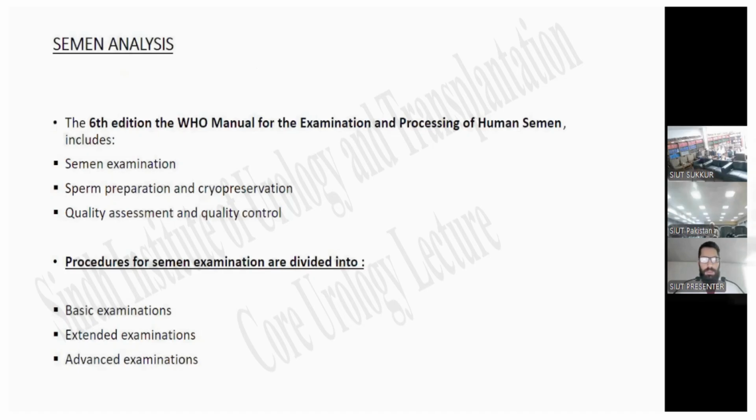So the 6th edition of the WHO Manual for Examination and Processing of Human Semen includes semen examination, sperm preparation and cryopreservation, and quality assessment and quality control of the semen. The procedures for semen examination are divided into basic examinations, extended examinations, and then advanced examinations.